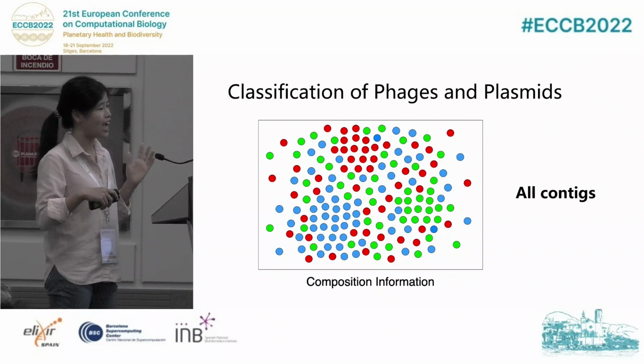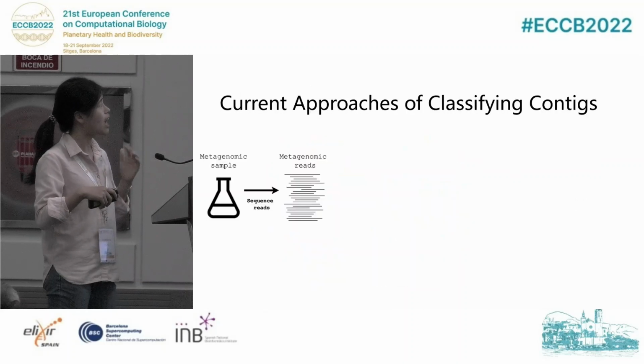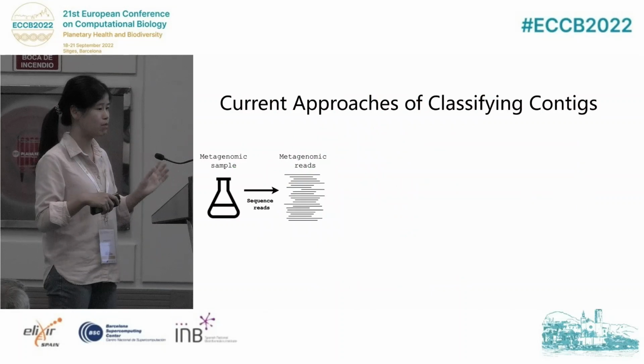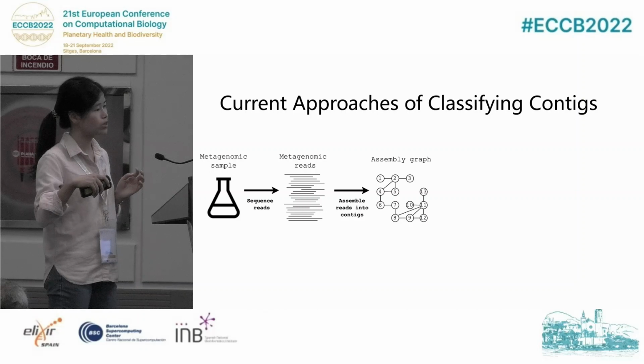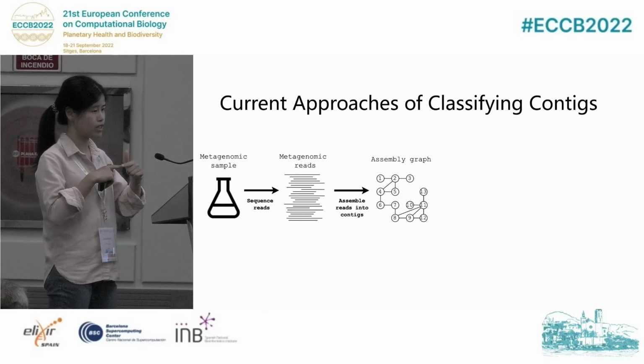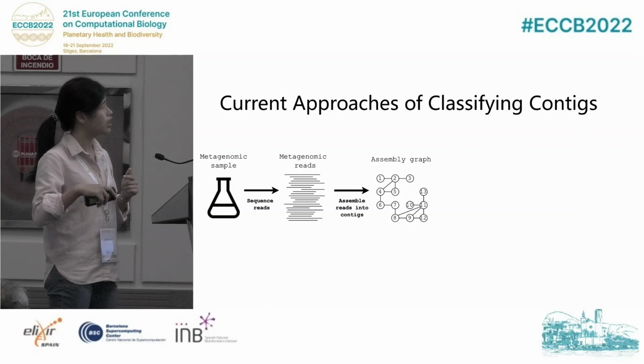Before I introduce how we improve the classification of short contigs, I would like to remind you how we assemble reads into contigs in metagenome assembly. In metagenome assembly, people use an assembly graph to assemble the reads into contigs. In the final step of assembly, the output is the assembly graph, where each node is a contig, and each edge connects two contigs with overlapping sequence. So it means two contigs with an edge may come from the same genome.